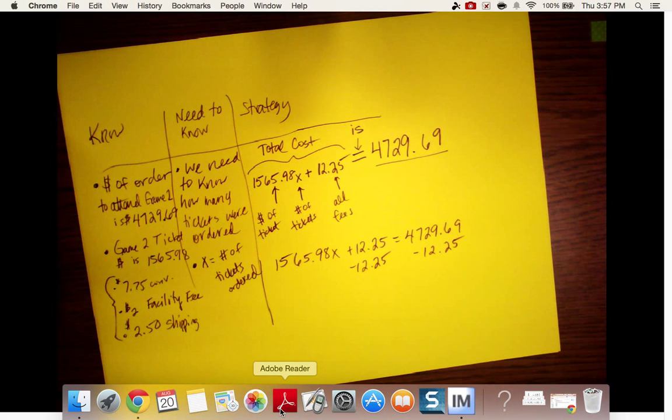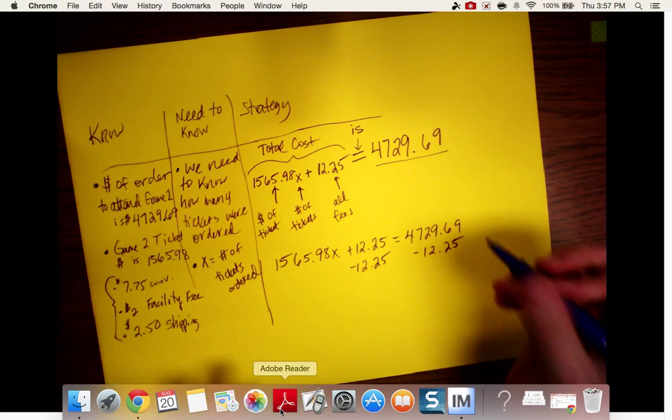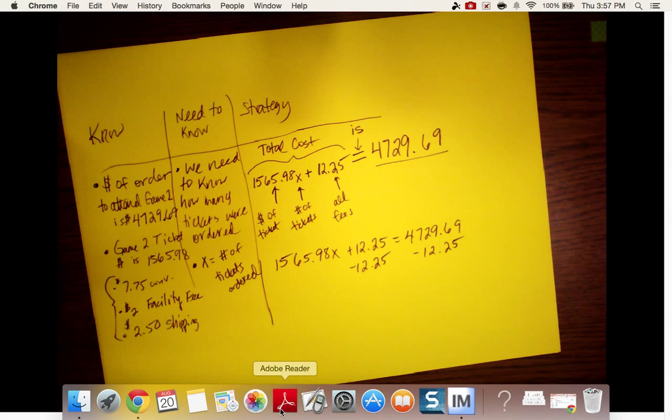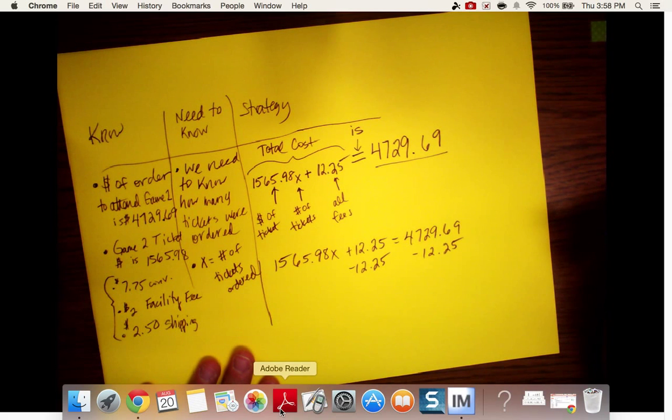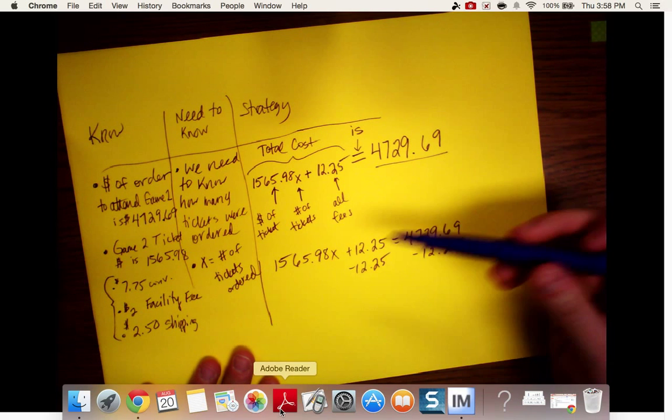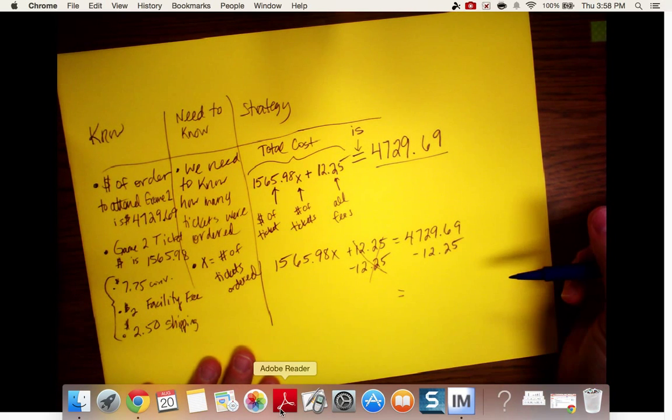You want to subtract those fees from the total cost. In order, oh wait, I think I did something wrong. 472969 minus 12. Alright, so you want to subtract the fees from the cost of the order. Because the fees were added on at the end after the ticket prices were added up. And so if you subtract this from the total cost of the order, you will get the total cost for the tickets.